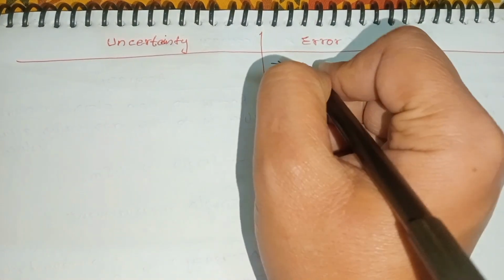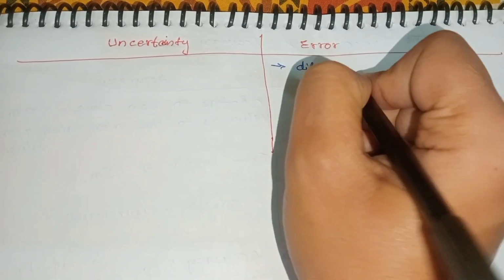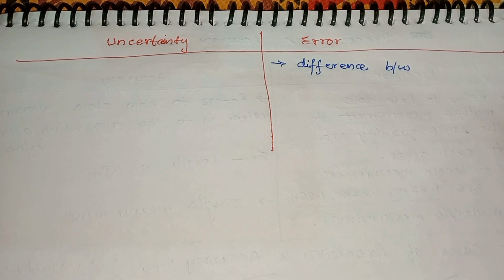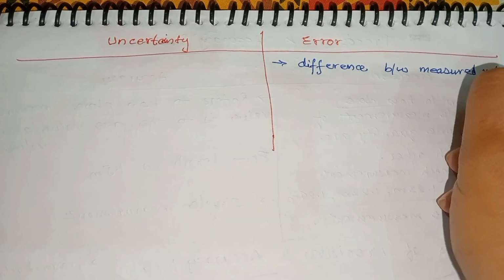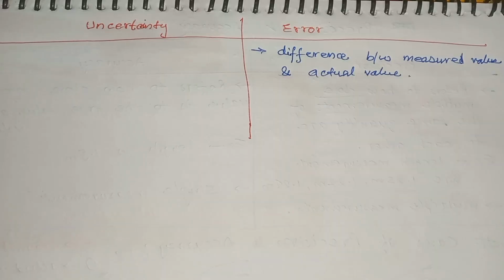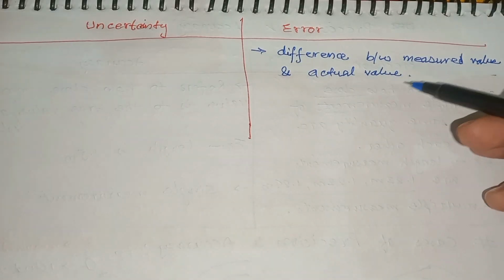What is error? We know that it is a difference. Error is the difference between measured value and actual value.